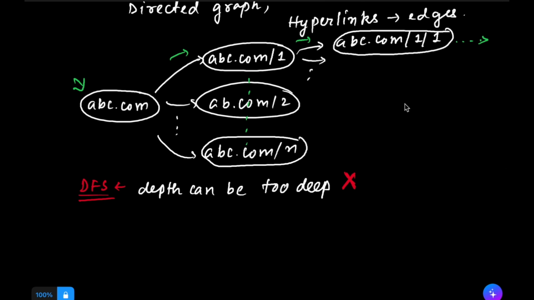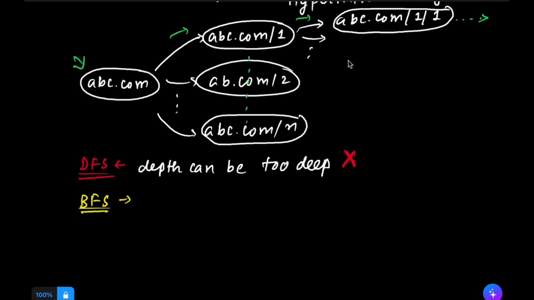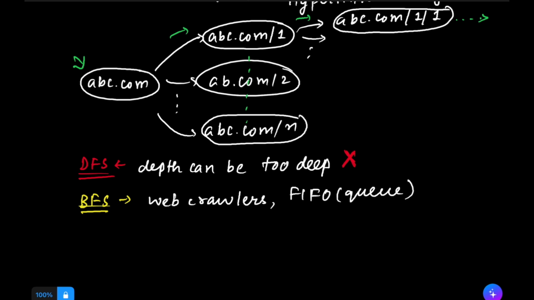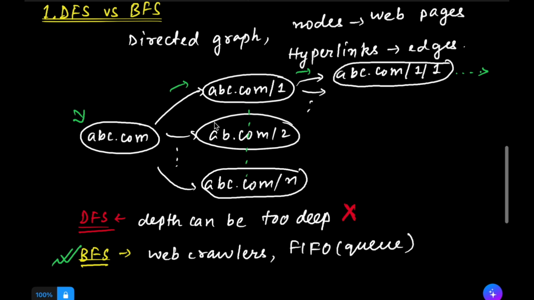Whereas if we use BFS, BFS uses a queue data structure to traverse the nodes. So this is most favorable for web crawlers. In a queue, the order in which a particular URL has been enqueued is the same order in which it is dequeued. So BFS is a favorable traversal for web crawling.